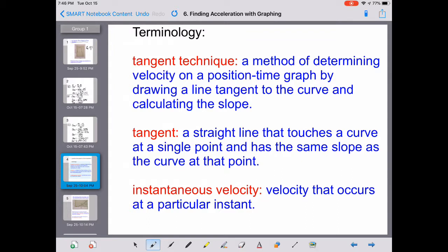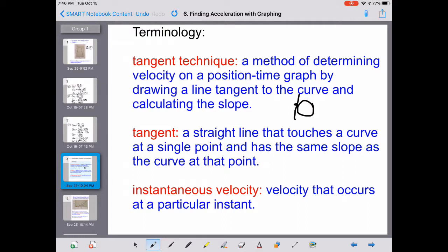And so if we had a circle, for instance, a tangent line would come across and touch that circle at one specific spot. Okay, that's what tangents do. A straight line that touches a curve at a single point has the same slope as the curve at that point. Then we've got instantaneous velocity. We've talked about instantaneous speeds and velocities before. It just happens at that instant.